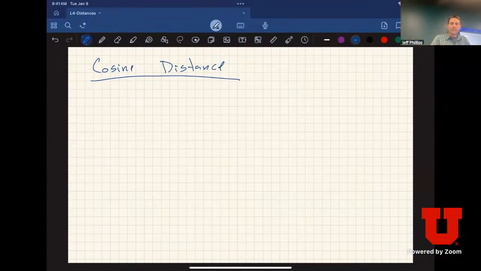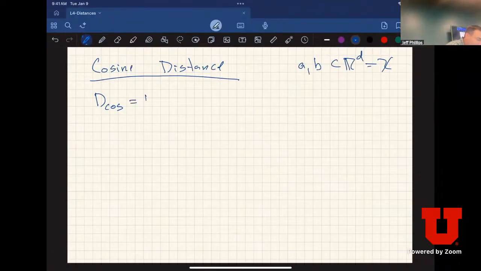Okay, and so let me define this distance. Again, this works between two points A and B, which are going to be in R^D. This is our space, and this is going to look different from the Lp and Mahalanobis sort of distances. This would be defined as 1 minus the dot product between A and B divided by the norms of A and B.